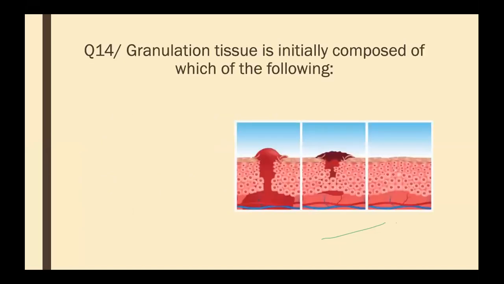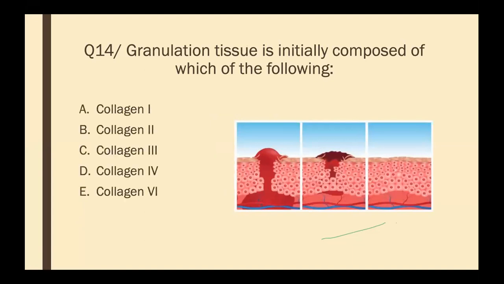14. Granulation tissue is initially composed of which of the following? Collagen 1, 2, 3, 4, or 6? Yes, some variation with the answer. Just concentrate on the question, initially, okay? Because as we know, granulation tissue changes later on. Okay, I guess most of you get it right.